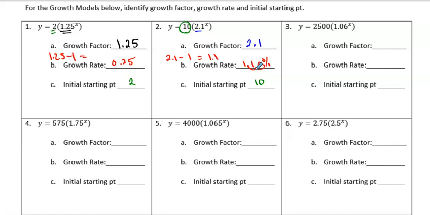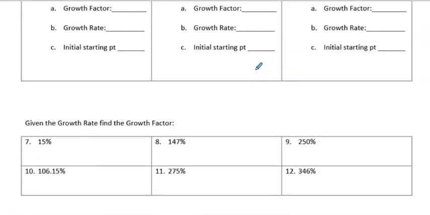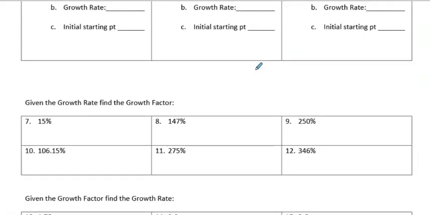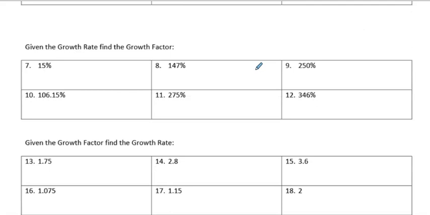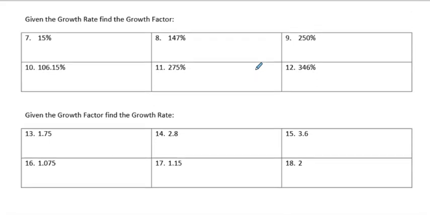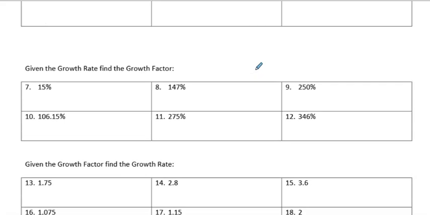All right, so there's a few examples on here which are really good. Given the growth rate, find the growth factor for numbers 7 through 12, and given the growth factor, find the growth rate. And we'll go one more time. So here's the growth rate. I'm going to take that 15%, add it to 100%, and you get a total of 115%, which turns into 1.15. That's my growth factor.